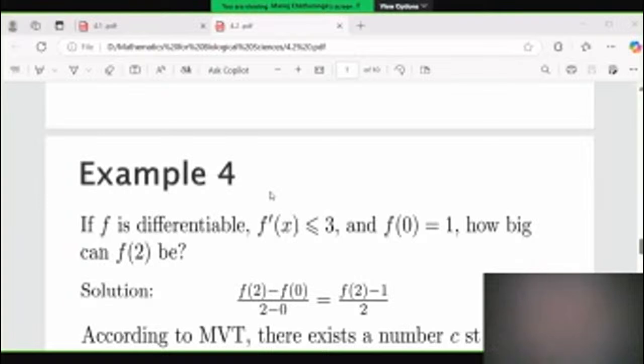So likewise, you see, because of the mean value theorem, sometimes a function cannot do whatever it wants. It has to behave. Its behavior is restricted by its derivative.